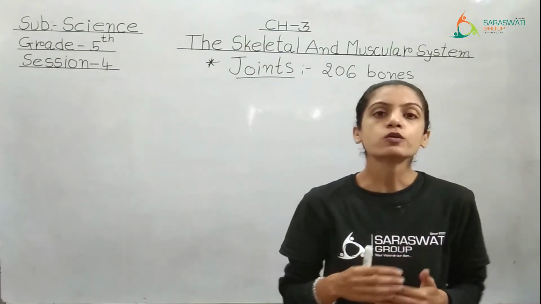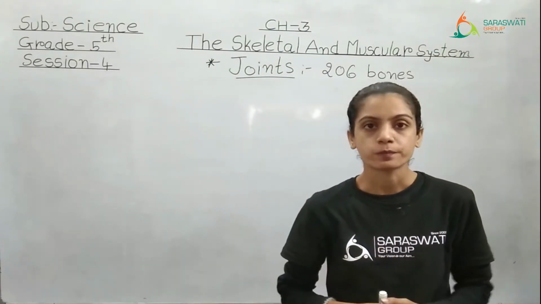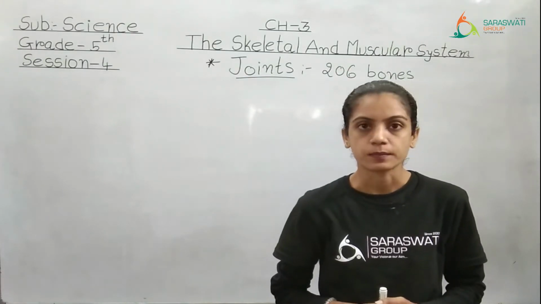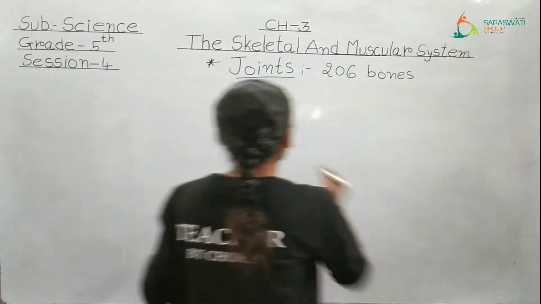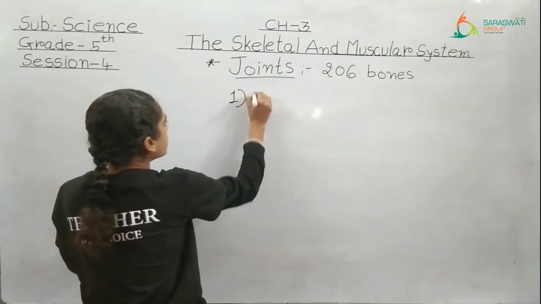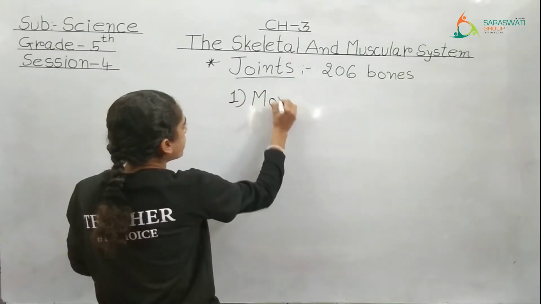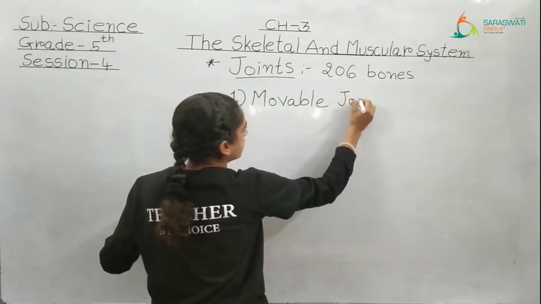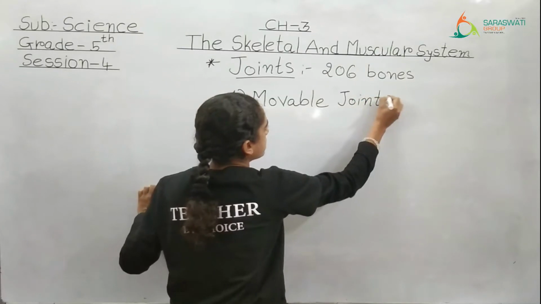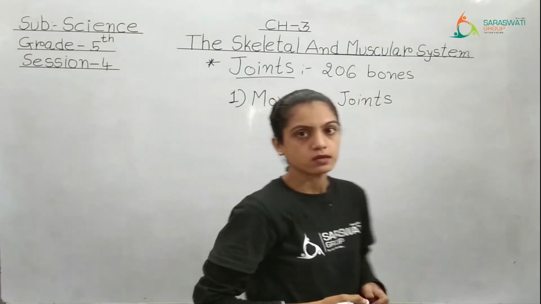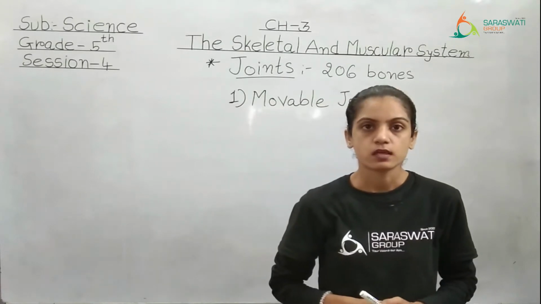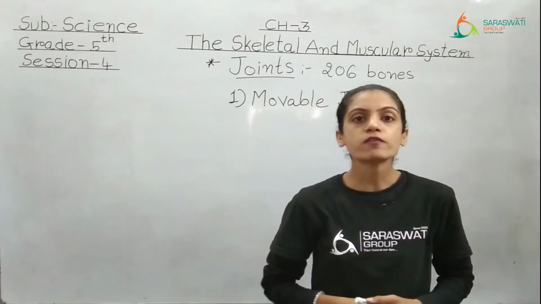So according to the movement they do, joints are classified into two categories. The first one is the joint which can move. Those joints are known as movable joints, right? The joint which can easily move, those joints are known as movable joints. Then what is the other type of joints?